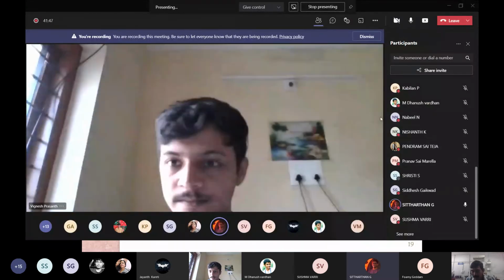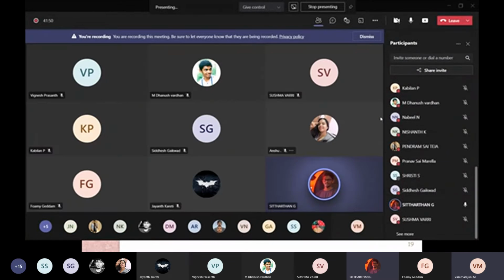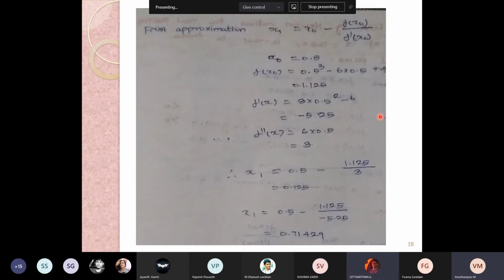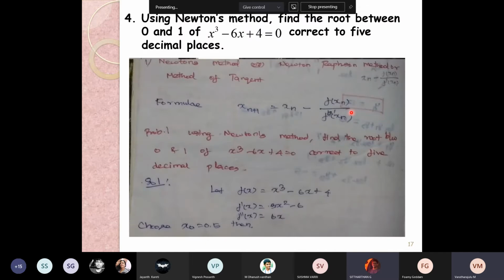Siddharthan, d is plus 4. Of course, plus 4. That is what I said: ax cube plus bx square plus cx plus d is equal to 0. That is what the equation is.